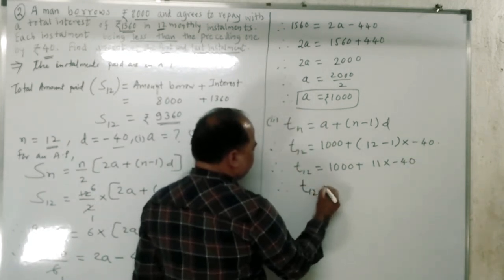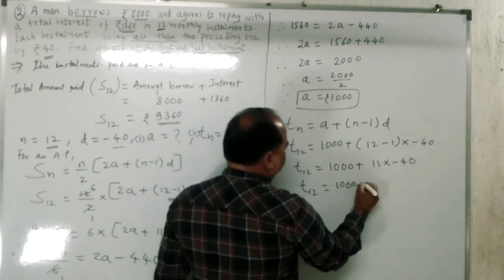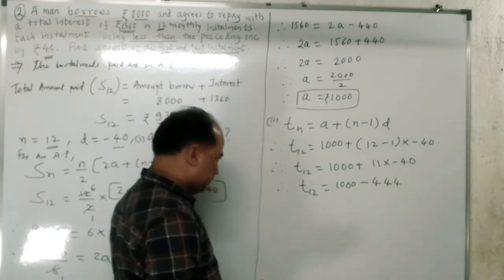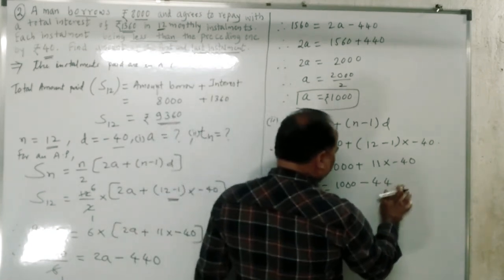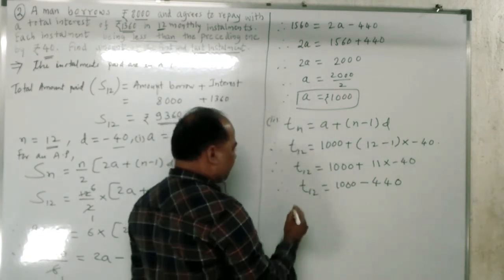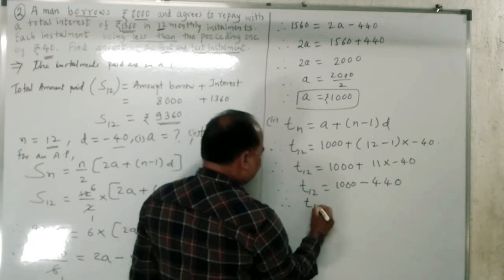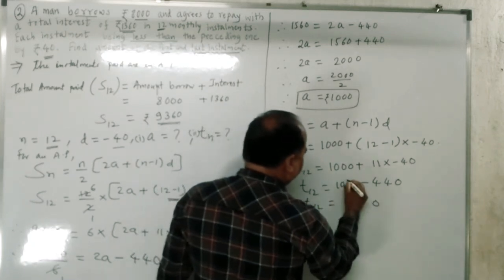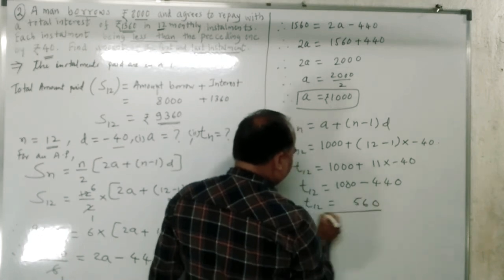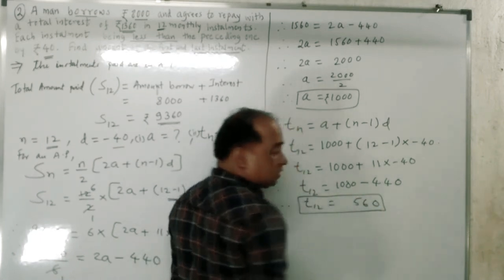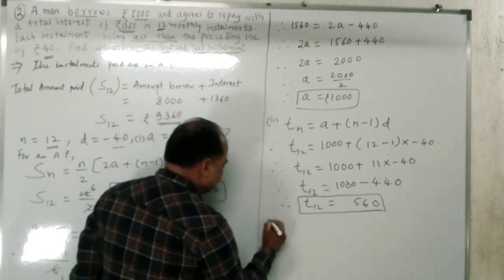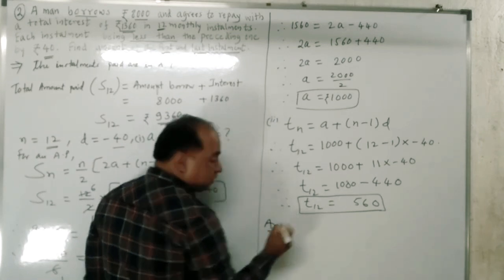Therefore T12 is equal to 1000 plus 11 into minus 40, so T12 is equal to 1000 minus 440. 11 fours are 44, so it is 440, 11 into 40. Therefore T12 is equal to, subtracting, 560. That is the last installment of the man. So at last you should write the answer.